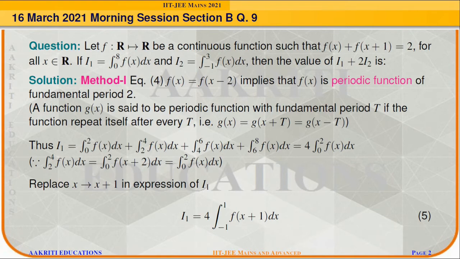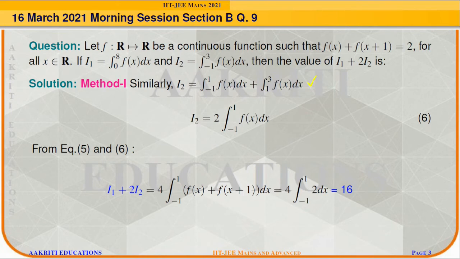By using the definition of the periodic function, I1 can be broken into four parts: limit 0 to 2, limit 2 to 4, limit 4 to 6 and limit 6 to 8. All these four parts are equal because the function is periodic with the fundamental period 2. Hence, I1 can be simplified as 4 times integration of f of x from 0 to 2. Further, if we replace x by x plus 1, then we will get I1 as 4 times integration of f of x plus 1 from limit minus 1 to 1.